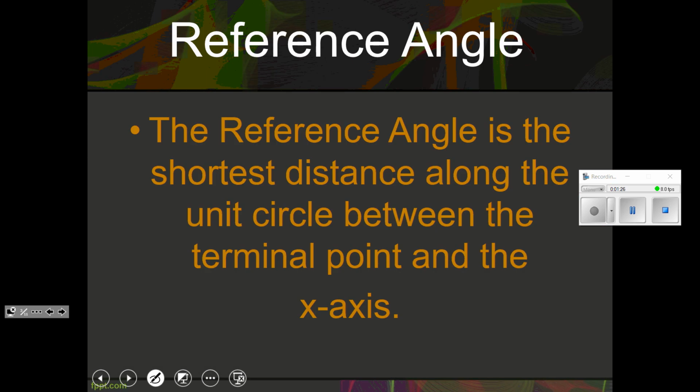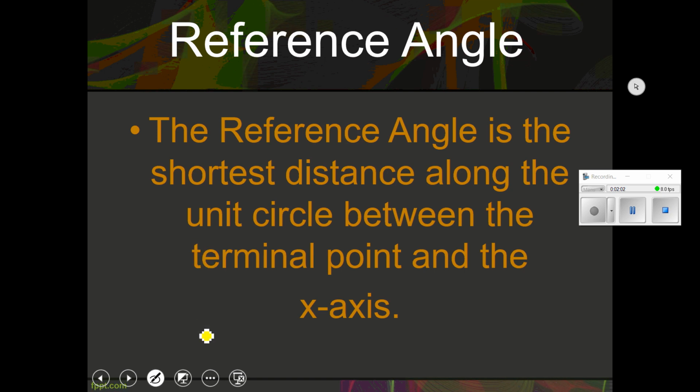So here's the definition. When I ask for a reference angle, and it might be referred to as a reference number, but if I'm talking about the reference angle, I'm talking about the shortest distance along the unit circle between the terminal point, where you end after you rotate, and the x-axis. Does that make sense? While you're copying this down, I'll give you an example.